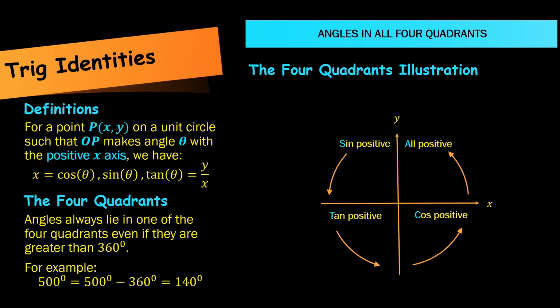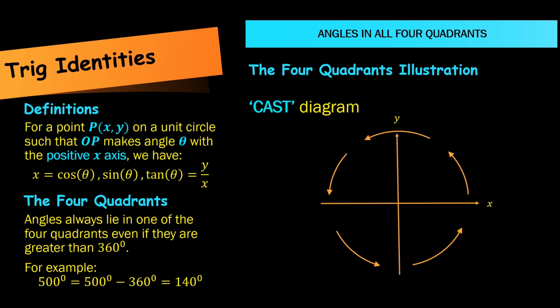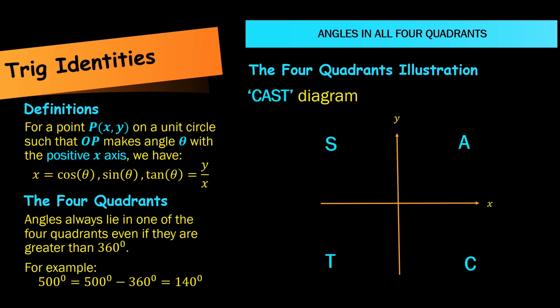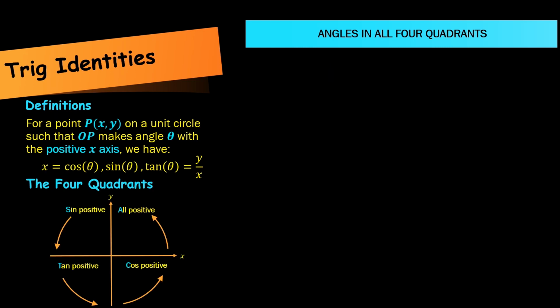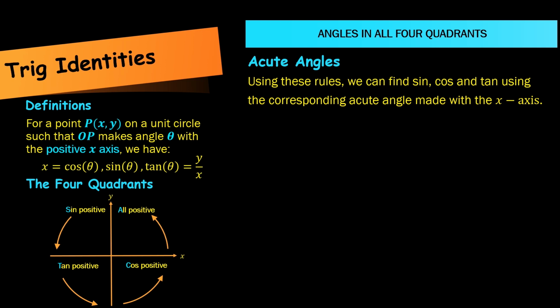So here's a summary. One way of remembering this is CAST, C-A-S-T. It is also known as the CAST diagram. As shown. Using these rules, we can find sine, cos, and tan using the corresponding acute angle made with the x-axis.